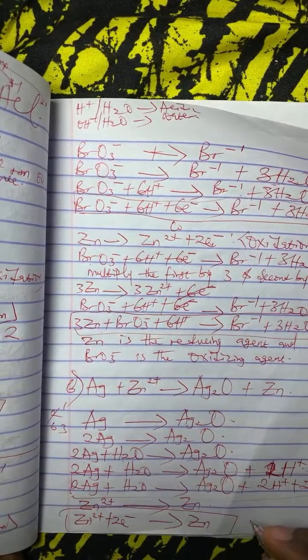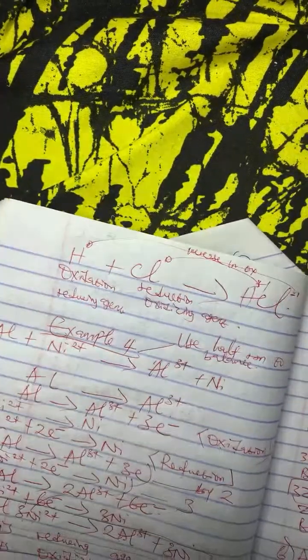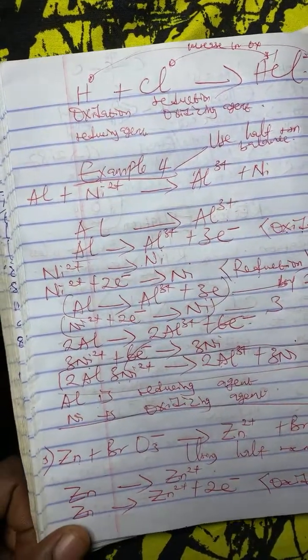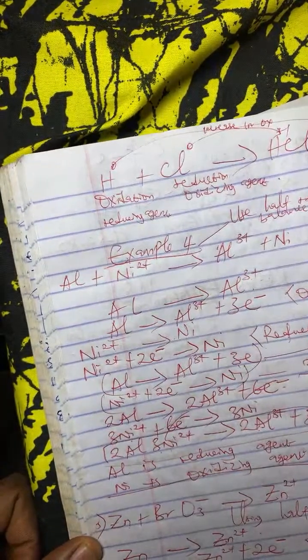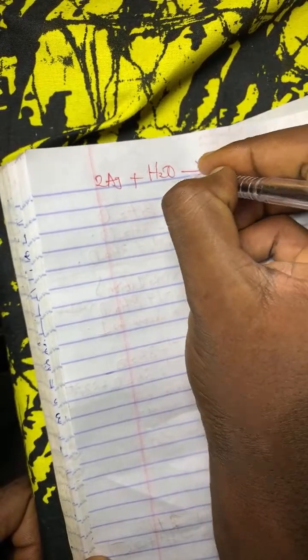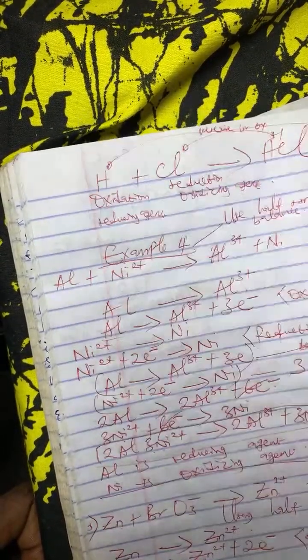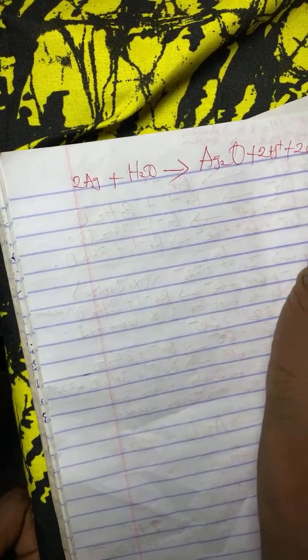And if electron is at the left-hand side, it is reduction. So what's the next step? The next step is combining the reactions together. Let's write down the reactions first. In the first reaction, I had 2Ag plus H2O to give us Ag2O plus 2H plus 2 electrons. That's the first reaction.